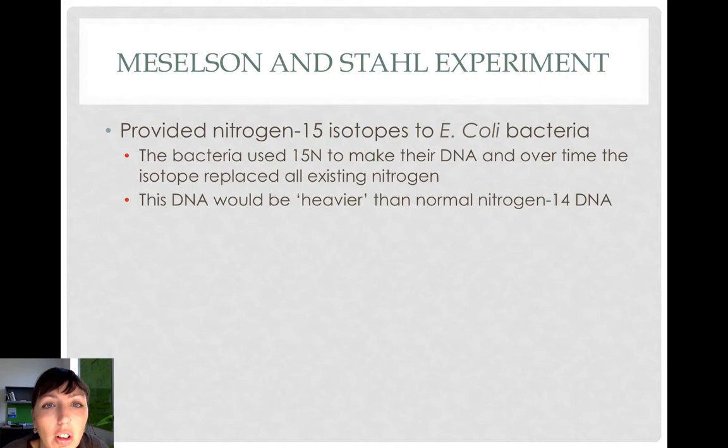Meselson and Stahl tested the hypothesis of DNA replication. They cultured bacteria in a 15N medium. 15N is nitrogen 15, which is an isotope, and the E. coli bacteria used nitrogen 15 to make their DNA, and over time, the isotope replaced all the existing nitrogen. They did this because they knew that if the DNA is being replicated using nitrogen 15 as opposed to nitrogen 14, the DNA would be heavier than normal nitrogen 14 DNA.